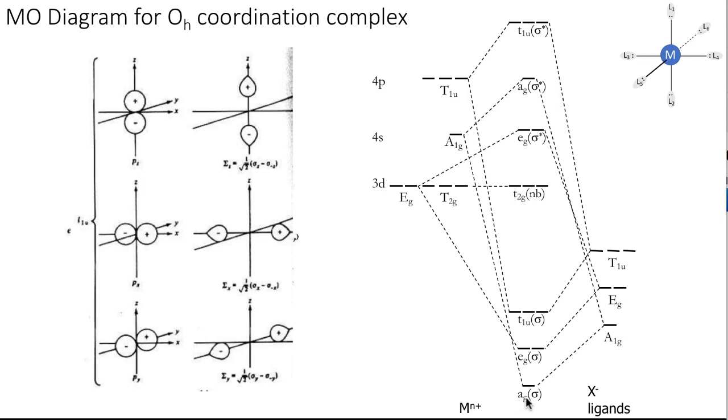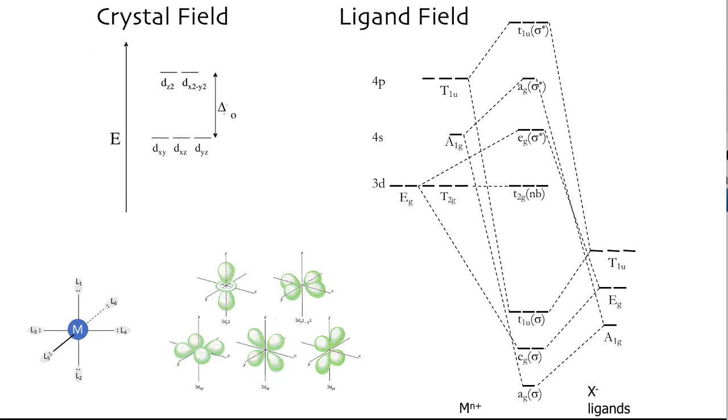Notice in the diagram we've labeled the symmetry of our MOs, and we've labeled them all sigma because these were produced via sigma interaction between the lone pairs in the frontier orbitals of the ligand, directly head-on overlap with the atomic orbitals of the metal. Notice that the resulting split of the d orbitals is the same as what we found in the crystal field approach.